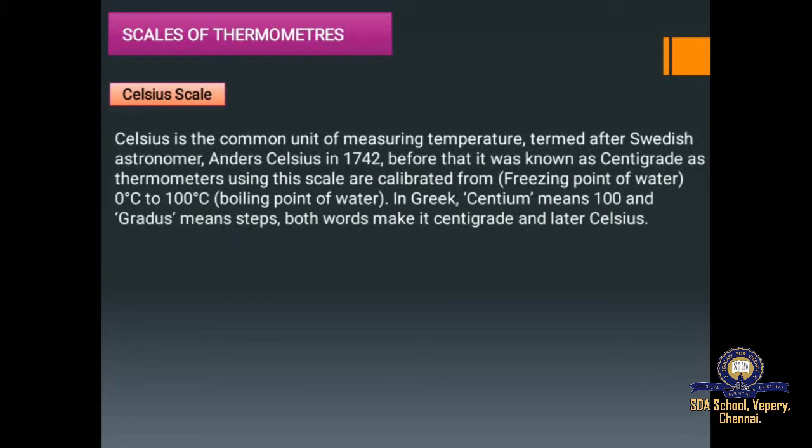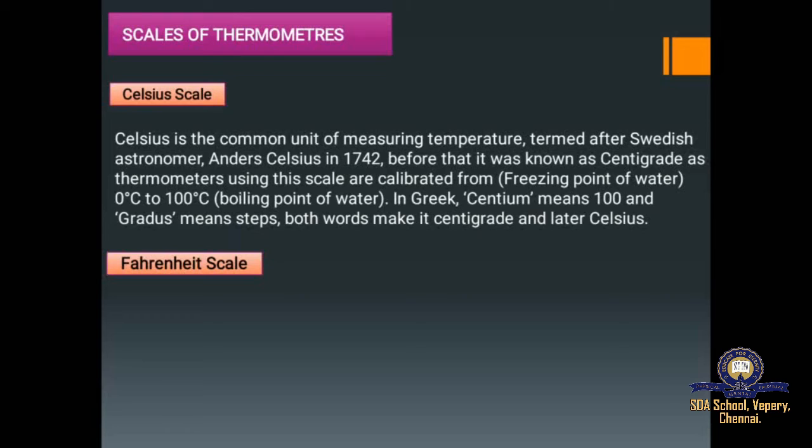Celsius is a common unit of measuring temperature, as we saw before, which is named after a Swedish astronomer, Andreas Celsius, in 1742. Before that, it was known as centigrade, as thermometers using this scale are calibrated from the freezing point of water, 0 degrees Celsius, to 100 degrees Celsius, the boiling point of water. In Greek, centium means 100 and gradus means steps. Both words make it centigrade, and later it became Celsius.